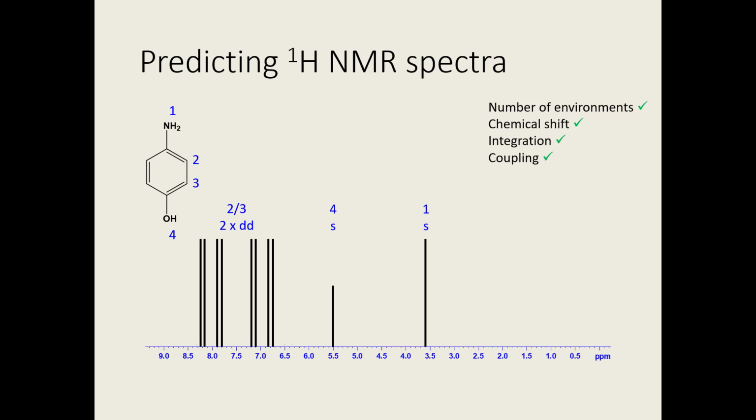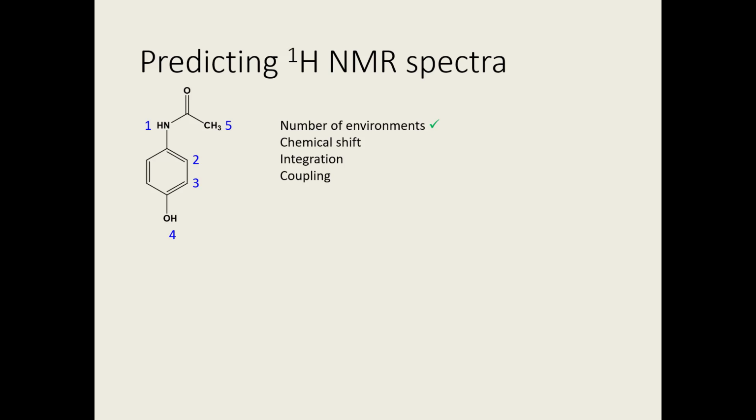Now we move on to our product, paracetamol. Paracetamol also has a plane of symmetry, so again the aromatic protons are in two different environments. We still have an OH group and an NH group, plus an extra methyl group. There are 5 different hydrogen environments, so we will need 5 peaks in our spectrum.